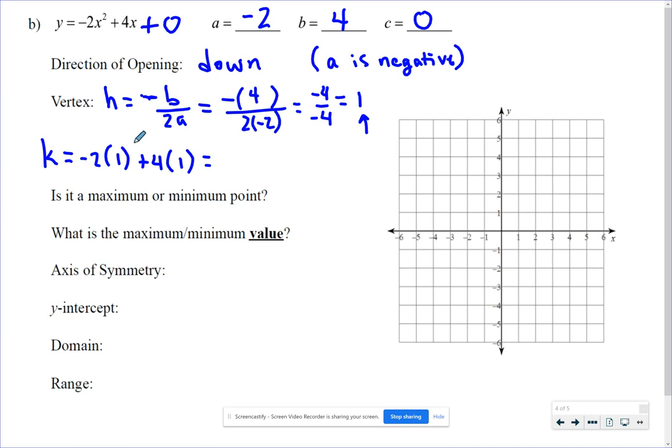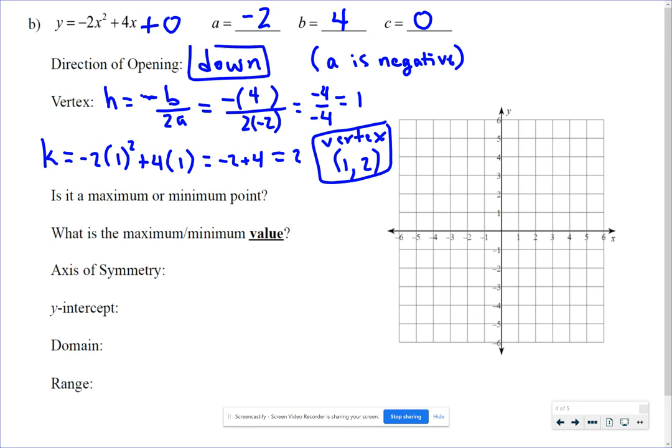So that's going to be, oops, I forgot my square. That might be important. -2 times 1 squared plus 4 times 1. So that's going to be -2 times 1, which is -2, and then plus 4. Okay, so -2 plus 4 is +2. So our vertex is at the point (1, 2). There's our vertex.